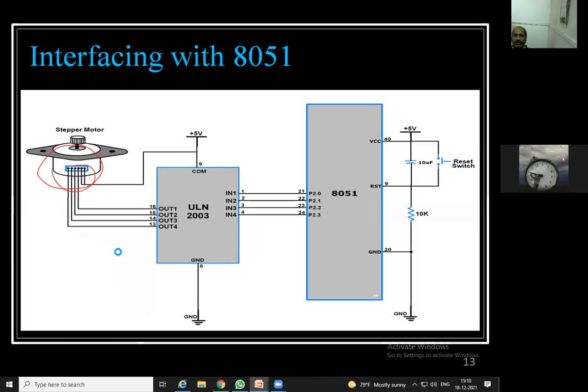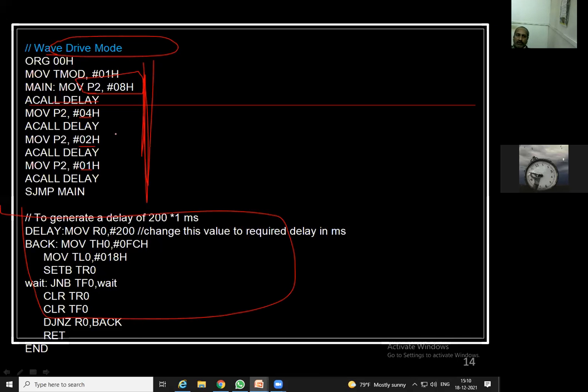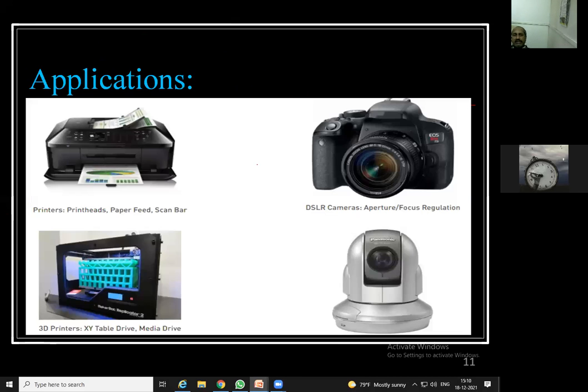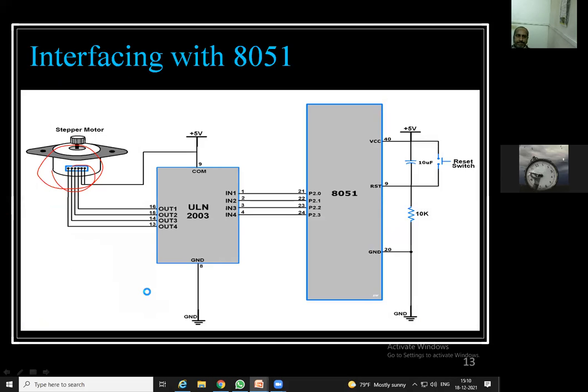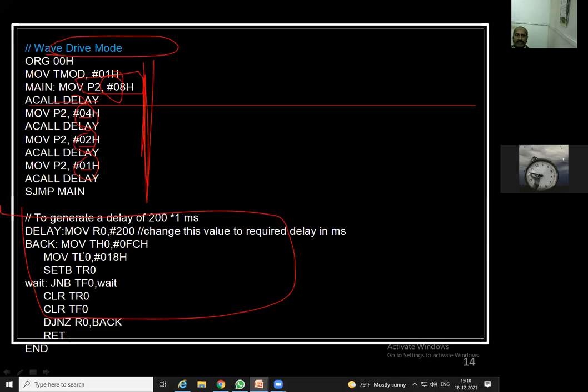And that is what you will observe in this code also: 8, 4, 2 and 1. So that table is in that view. This is very important. Then you can write the code for full step and also for half step drive easily. Nothing difficult in this one. This particular code is the delay code; you can use any delay code here.